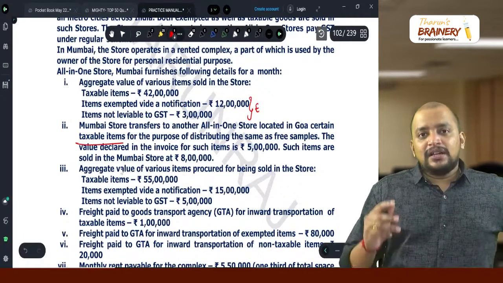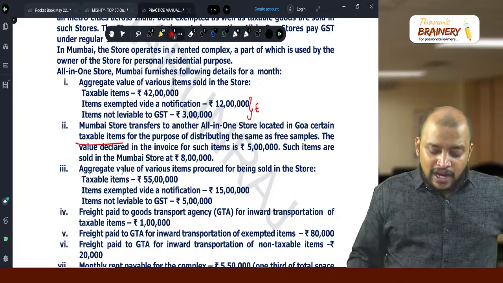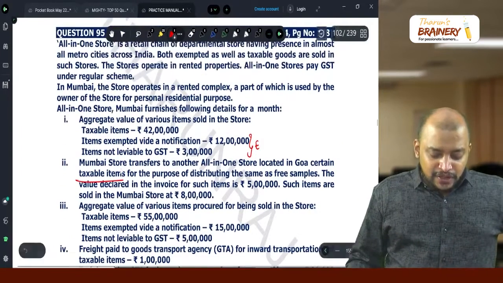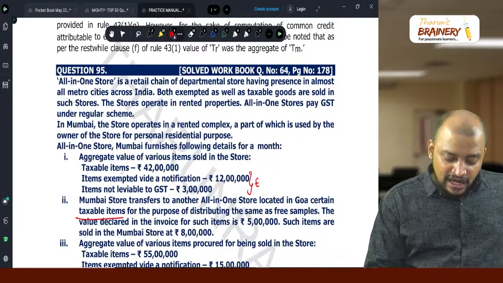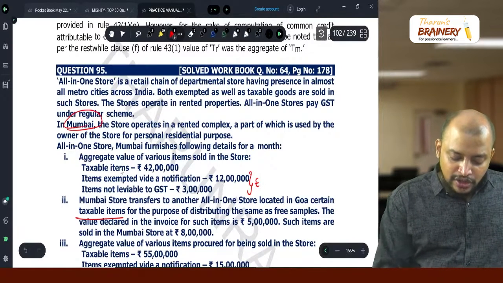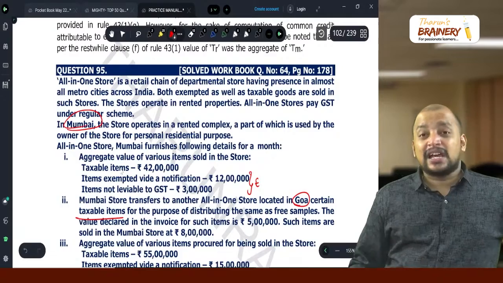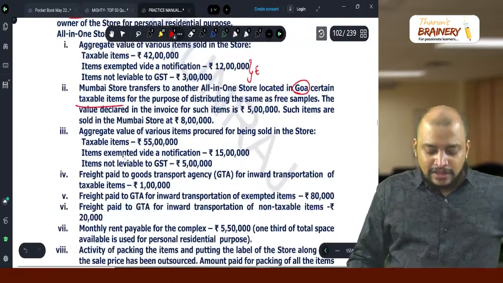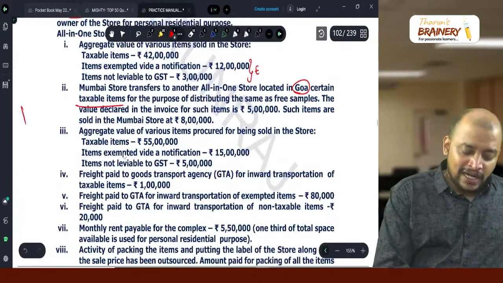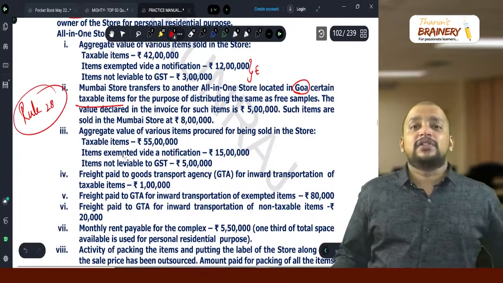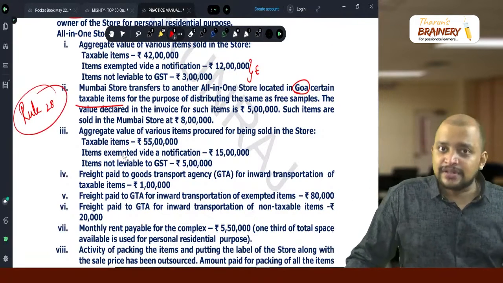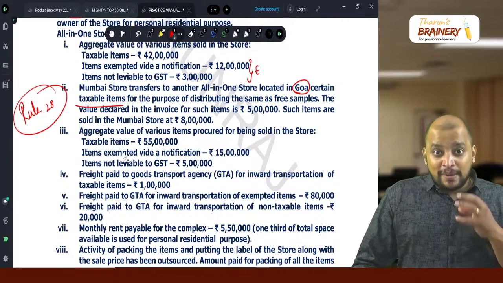So now, listen, where are they located? It transfers to another all-in-one store located in Goa. Where are they located? In Mumbai. So Mumbai to Goa is a transaction between distinct persons. So the value will be determined under Rule 28. Under Rule 28, the value will be determined between related persons and distinct persons. We will be taking open market value.